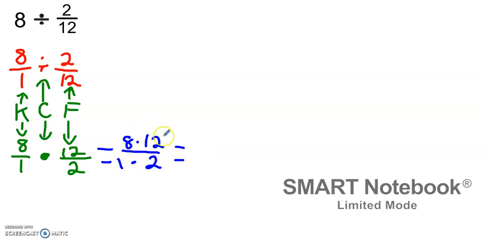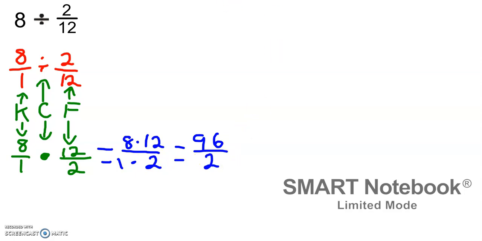When I do this, 8 times 12, that's a bigger number. So I've got to do 8 times 2 is 16. And bring down the 6, I carry the 1. 8 times 1 is 8, plus that 1 I carried over gave me a 9. So my numerator is 96. And 1 times 2 is 2.